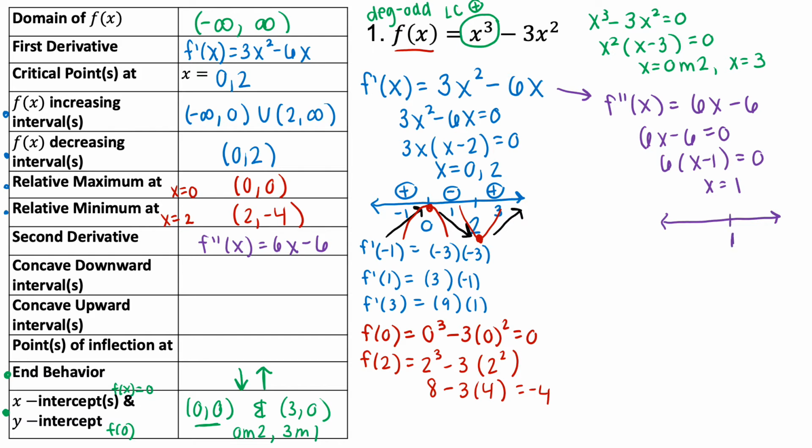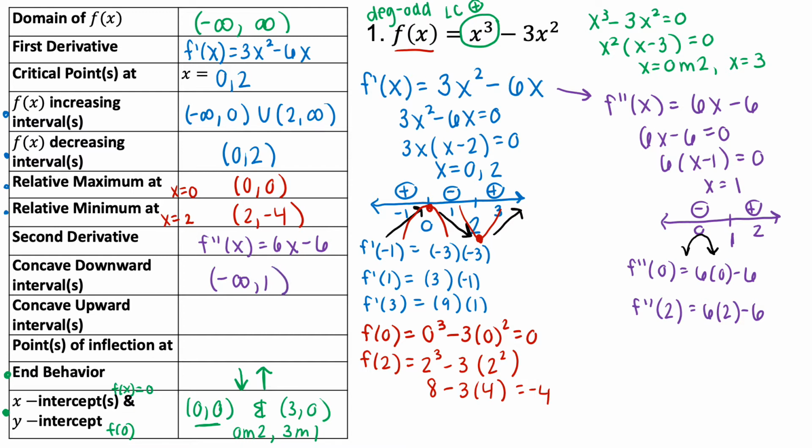So we're going to set up our number line, and we're going to test around that value of 1. So I'm going to test 0 and 2. We're looking at concavity, so we're going to test in our second derivative. f double prime of 0 gives me 6 times 0 minus 6, which is a negative value. And f double prime of 2 is 6 times 2 minus 6, which is 12 minus 6, a positive value. So this tells me that I am concave down because my second derivative is negative, from negative infinity to 1. And then I'm concave up because my second derivative is positive, from 1 to infinity.